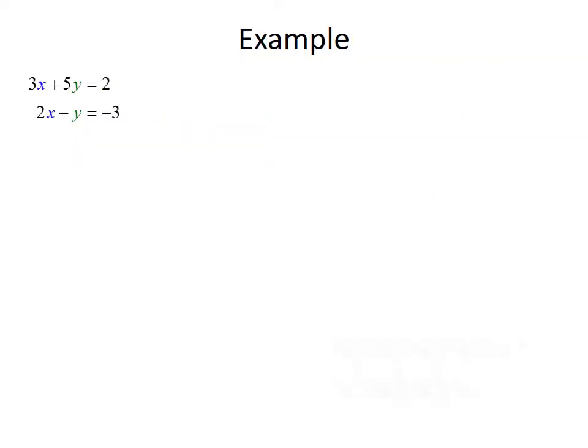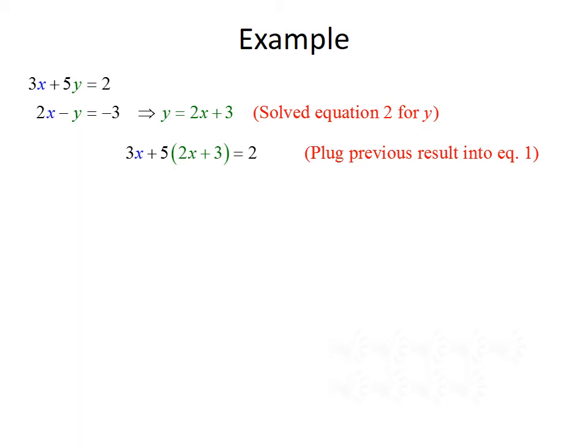So let's look at an example where we'll solve using substitution. We have the system of equations 3x plus 5y equals 2 and 2x minus y equals negative 3. The first step is to pick one equation and solve for one variable. So we're going to look at equation 2 and solve for y. Solving equation 2 for y gives us y equals 2x plus 3. So we'll take that result and plug it into equation 1.